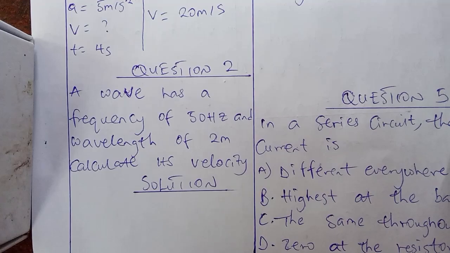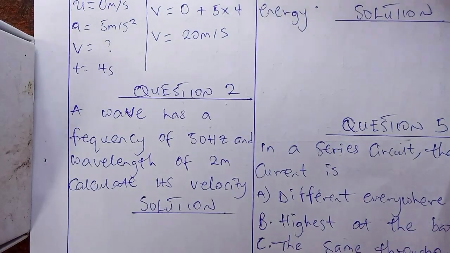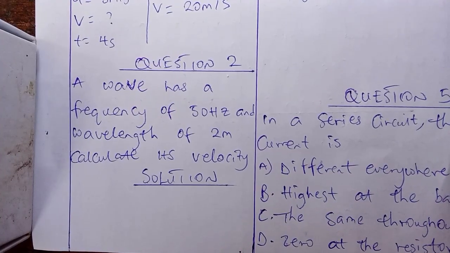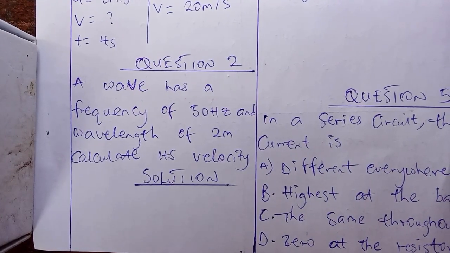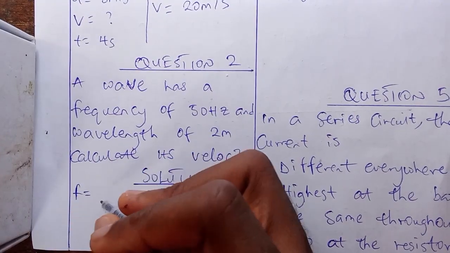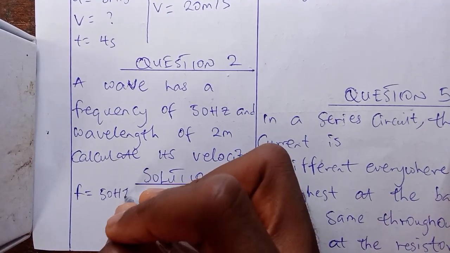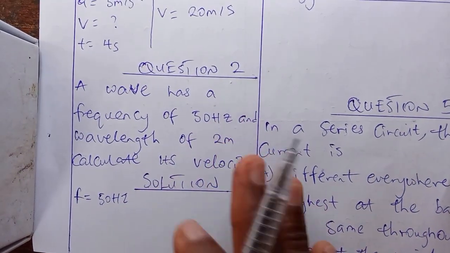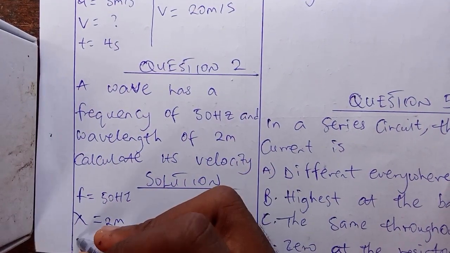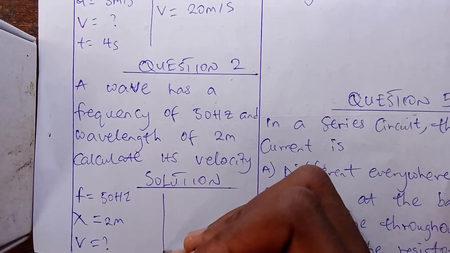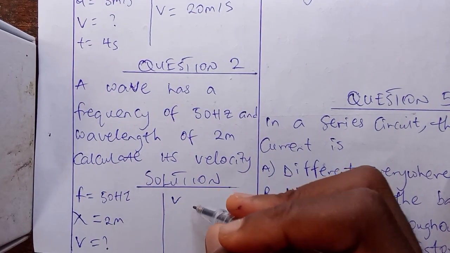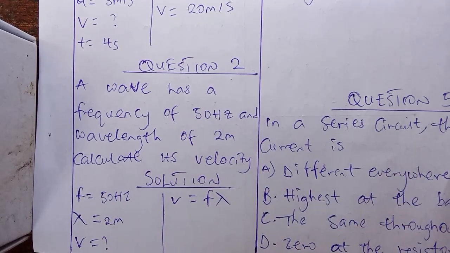Second question says, a wave has a frequency of 50 Hz and a wavelength of 2 meters. Calculate its velocity. So, say a wave has a frequency f. Our frequency equals 50 Hz, or Hertz, and a wavelength. So, wavelength equals 2 meters. Velocity equals unknown. And the relationship between wavelength, frequency, and velocity is v equals f times wavelength.